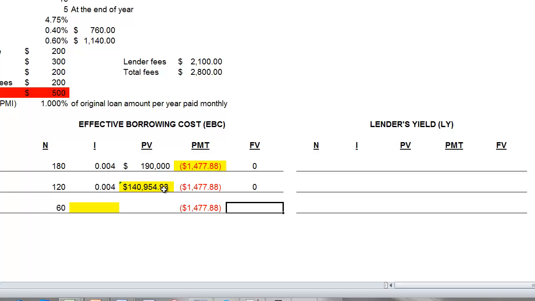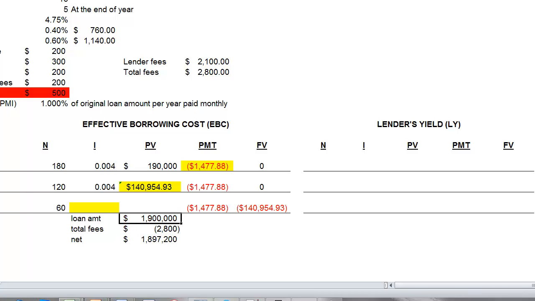The payment continues to just drop down. The outstanding mortgage that I calculate drops down, but its sign flips because it's a cash outflow. My present value is equal to my loan amount minus total fees. So the loan amount is 190,000, and then my total fees are 2,800, and so the net, format that, and so I had to have an extra zero there, so let me take that off. Alright, so 190,000, 2,800 in total fees, so that is my present value.